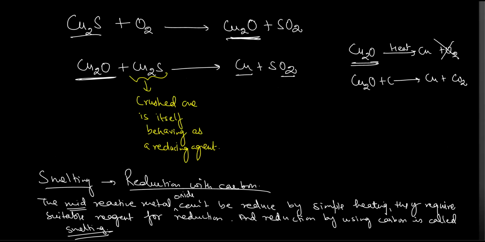Okay, like we have this one. Note it down. Reduction with carbon is called smelting. Mid-reactive metals can't be reduced by simple heating. They require a suitable reagent for the reduction, and the reduction by using carbon is called smelting. Note it down.